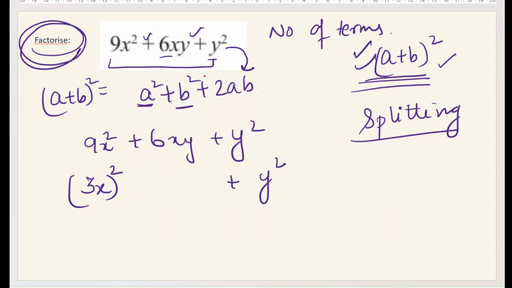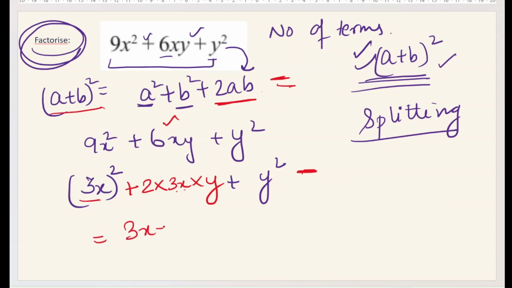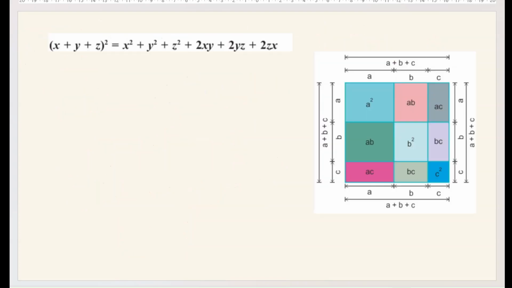And in the center what do we want? 2ab. Let us check. So plus 2 multiplied by we want 3x multiplied by y. So that means 2 into 3 is 6xy. Yes, we have this. That means we have converted this expression into this form. Now this is equals to what? (a plus b) whole square. So this is equals to (3x plus y) whole square. Okay, next.